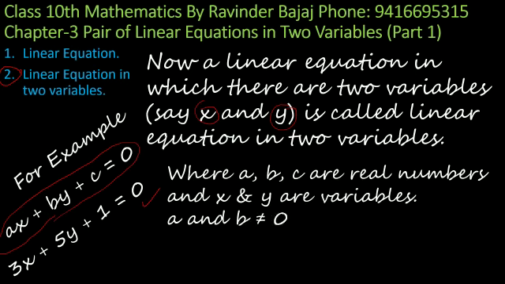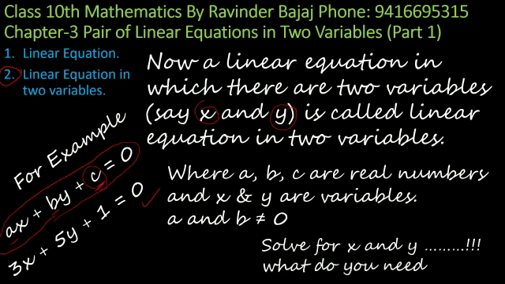a and b both cannot be equal to 0. Because if a is 0 and b is 0, only c will be left, which is of degree 0, meaning a constant value. A linear equation must have degree 1. That's why a and b both cannot be equal to 0.